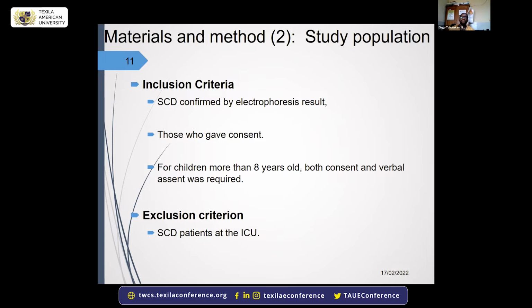We included in this study all confirmed sickle cell disease patients with an electrophoresis result, and those who gave their consent. For children more than 8 years old, both consent from the parent and verbal assent from the child were required, since we had to prick the children to obtain blood samples. We excluded all sickle cell patients who were admitted to the intensive care unit.